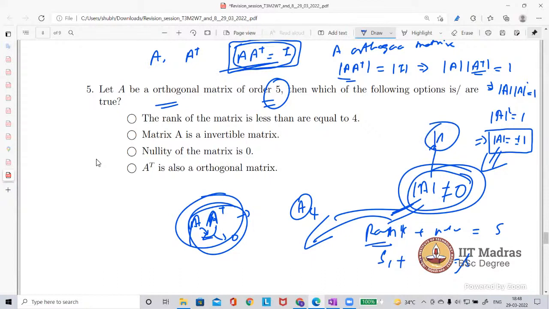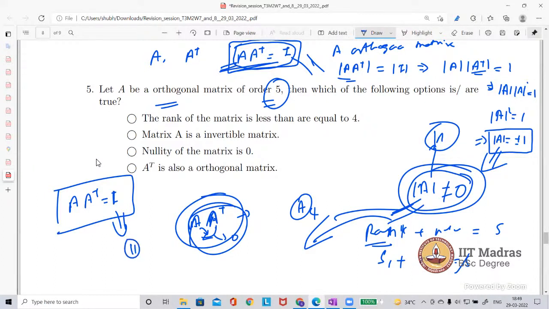So using this, you can conclude many things about the rows and columns, about the rank, about the nullity, about the invertibility. If there is some different question, try to conclude using this property, because you have only this option. This says only the orthogonality of the matrix. So try to conclude what possibilities can happen using this property. From here you can conclude whether these are true or false.